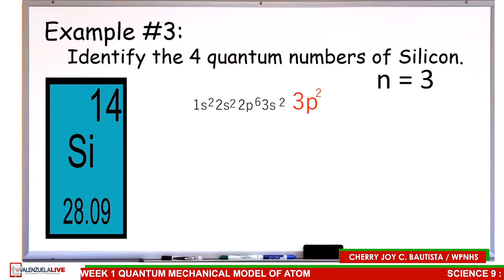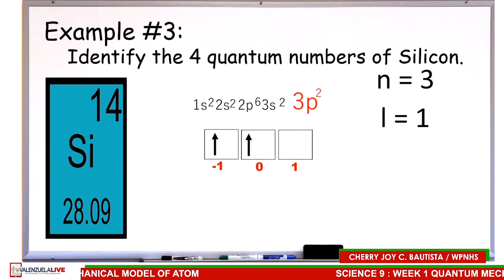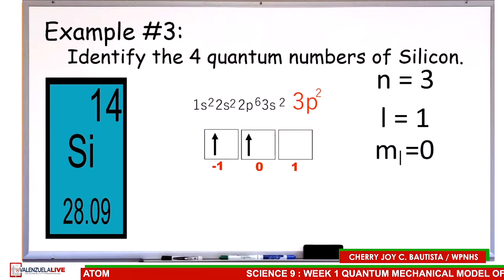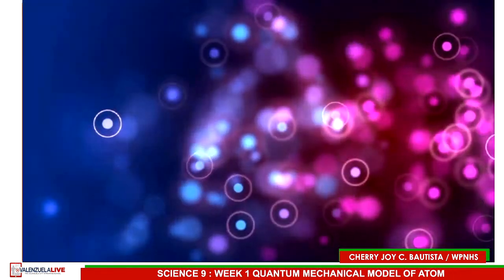n is equal to 3. Since this is on the p orbital, L is equal to 1. Based on L, we have -1, 0, 1. The last spin ends up in 0. Therefore, m sub L is equal to 0. And since it is an upward spin, the m sub s is positive 1/2. Did you get it right?